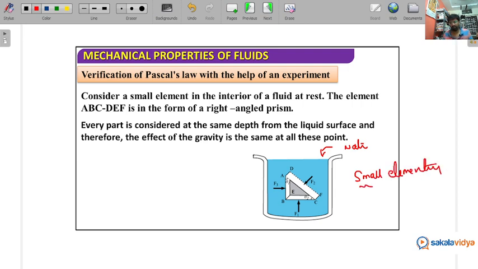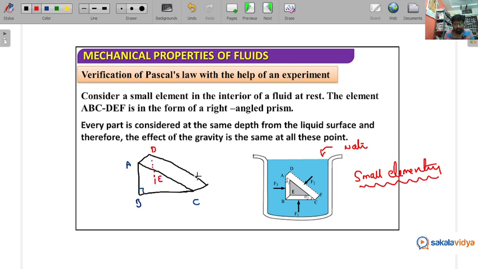This small elementary section is nothing but some imaginary section, which will be in the form of a right angle triangle. In general, it is a prism. For this elementary section, ABC is the first section which is right angled at B, and DEF is located at the back side of this elementary section.